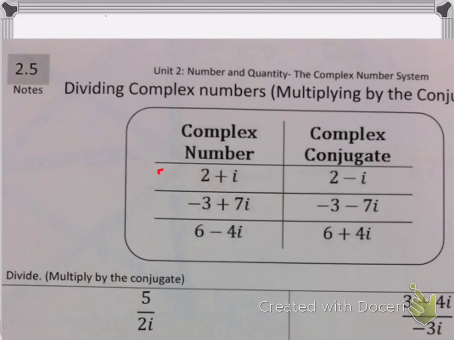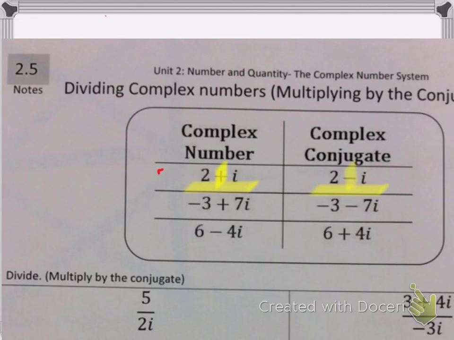This is Note-Taking Guide 2.5, Dividing Complex Numbers. In order to divide complex numbers, we multiply by the conjugate, so we need to decide what a conjugate number is. If we have a real and imaginary number added together for a complex number, its conjugate is the same real number, and then we just change the sign on the imaginary part.